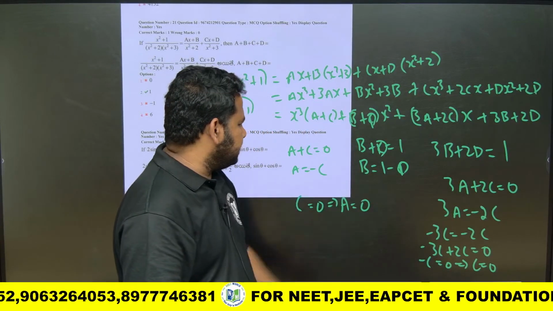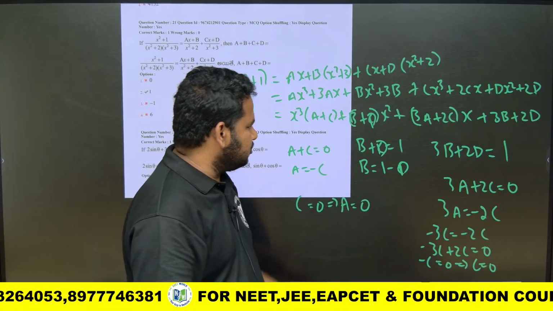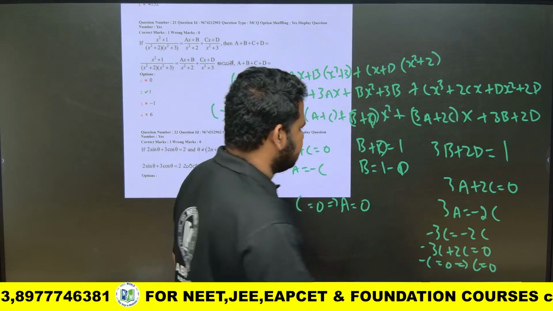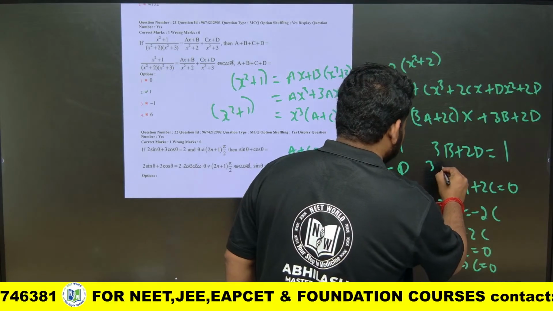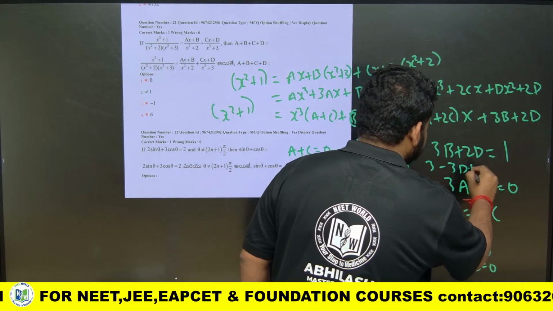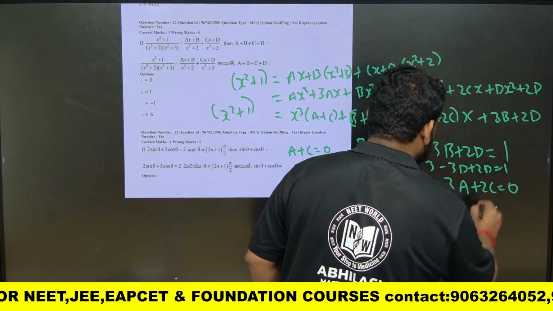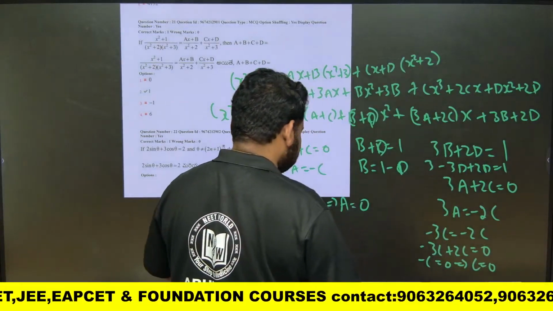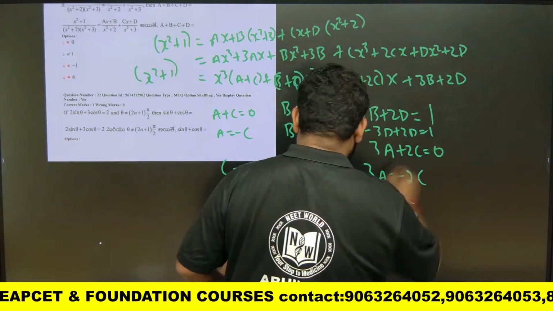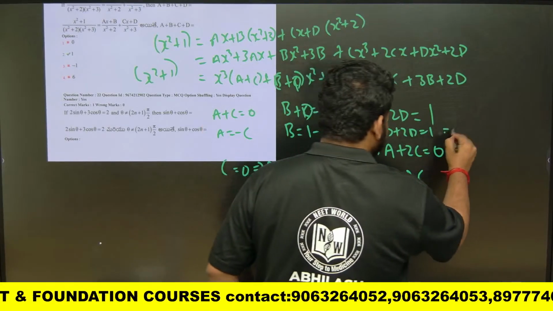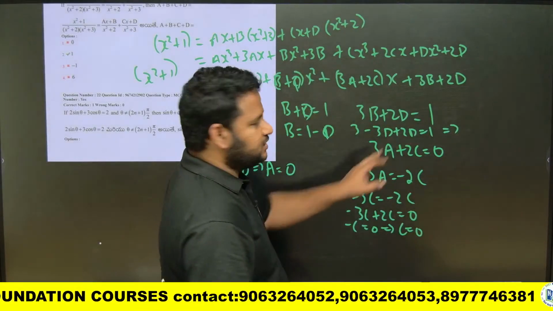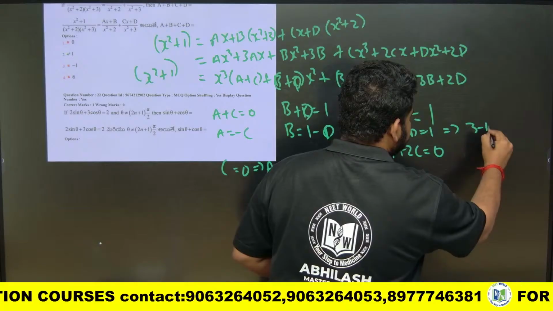b is equal to 1 minus d, a is equal to 0, c is equal to 0. So b is equal to 1 minus d, I will put it here. So 3 times 1 minus d is 3 minus 3d plus 2d, which is equal to 1. This implies that minus 3d plus 2d is minus d, so 3 minus d is equal to 1.